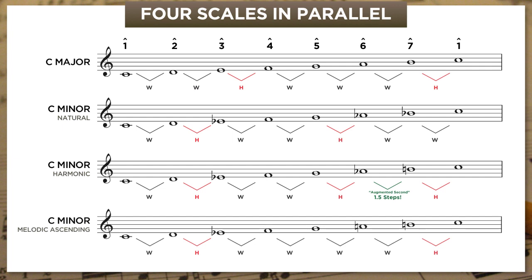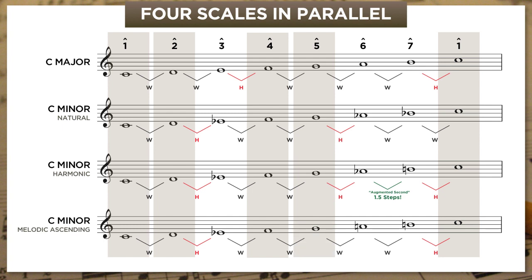Now, it probably won't shock you to know that all these scales have C in them. It's the tonic of the key. But if you look closely, they actually share four notes. Not just C, but also D, which is scale degree 2, F, which is scale degree 4, and G, which is scale degree 5. So among all four scales, it's really only scale degrees 3, 6, and 7 which are variable.